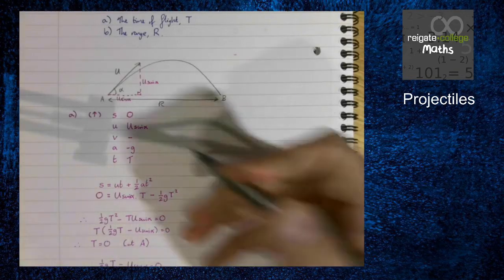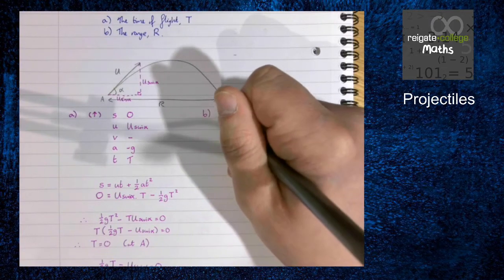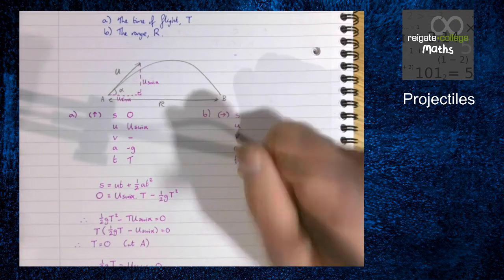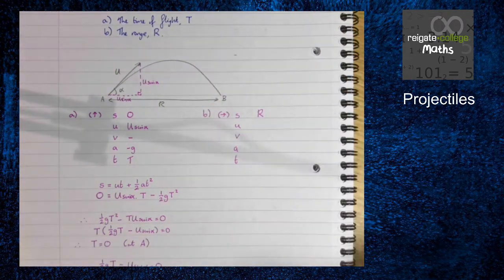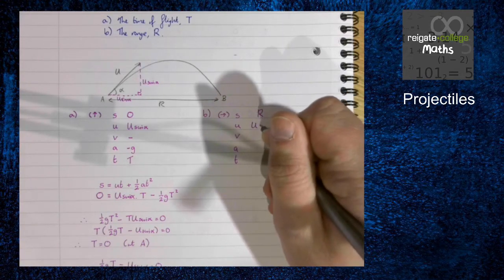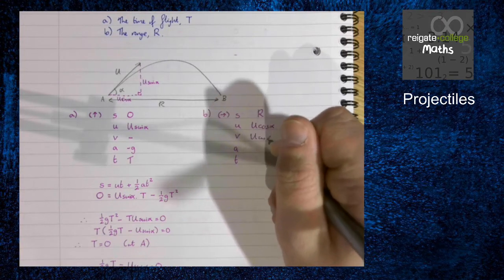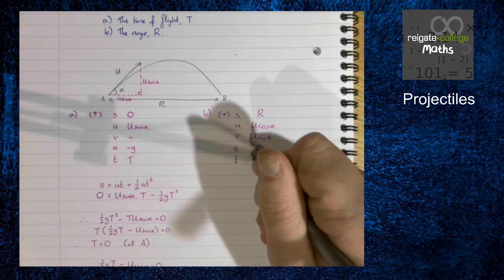We're now going to look at part B to find the range. So range is all about the horizontal. The range is s, that's what we're trying to find, and we know the initial velocity is u cos alpha. We know v is the same and a is 0. And now we also know what time is. We've just worked it out.